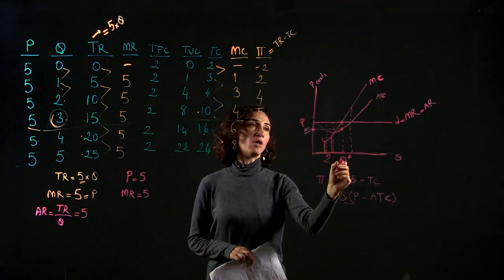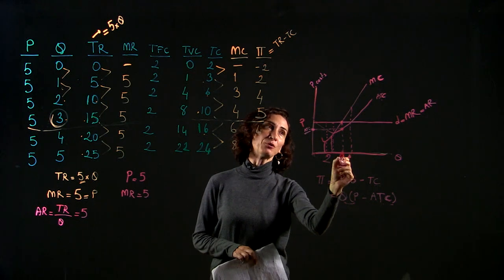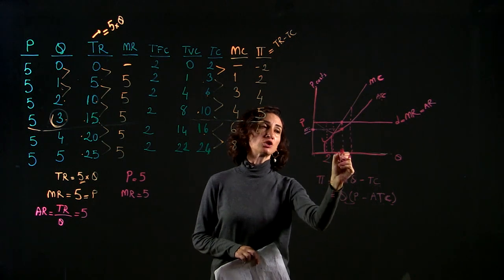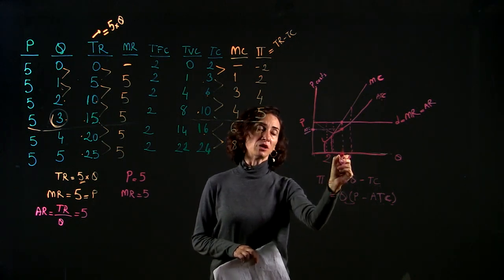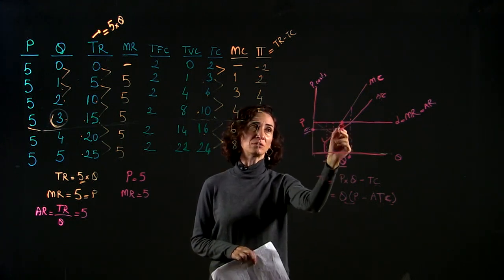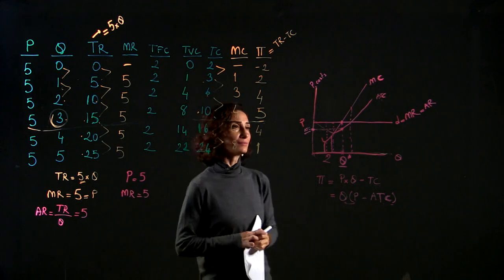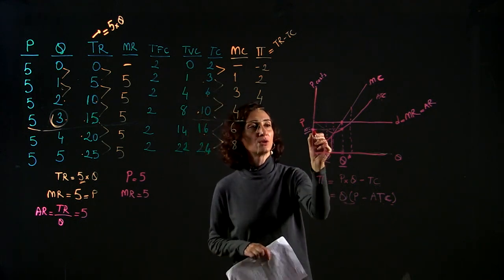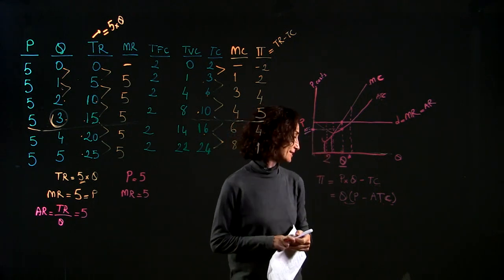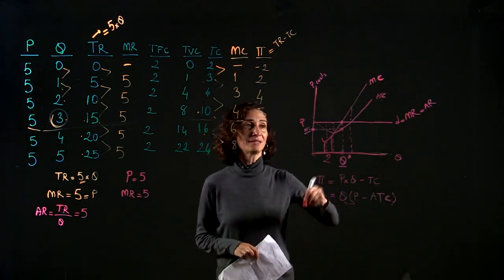Price times quantity. Where's my quantity? Here. Don't go here. Okay, don't forget: your profit maximizing quantity is where marginal revenue intersects marginal cost. It is here. So this quantity times what? Price. So this large rectangular here is total revenue. So I have total revenue here and total cost here with the small rectangular.